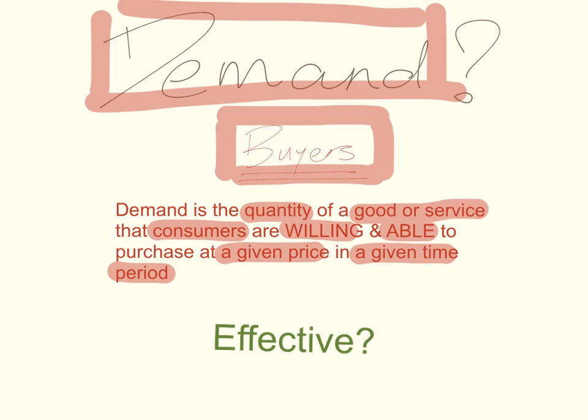So demand has to actually be effective demand. This is what economists call it. Effective demand is demand where the consumers or the buyers are both willing and able to buy the product at a given price in a given time period.